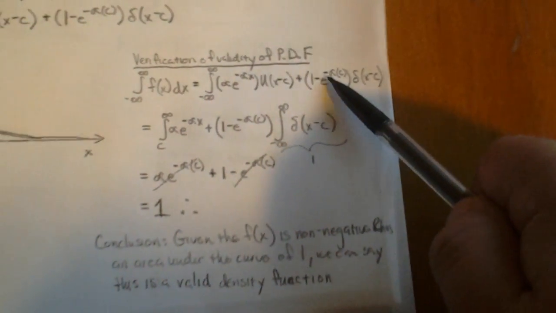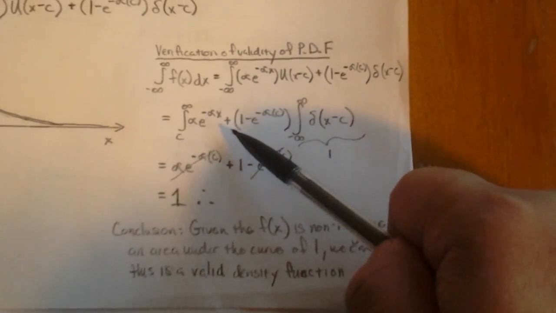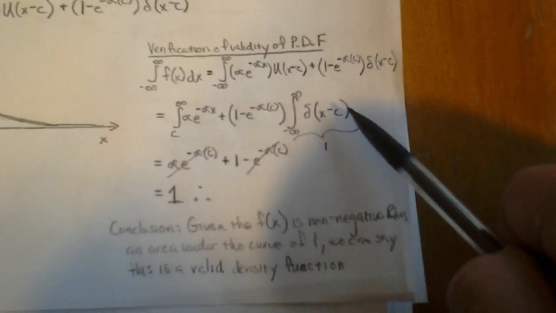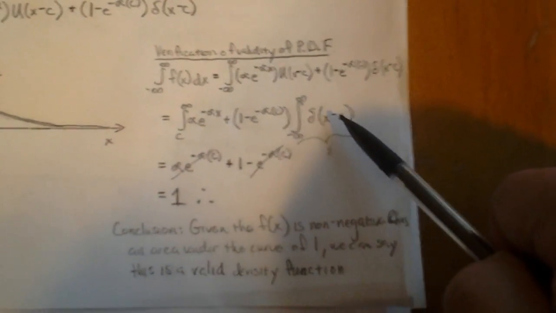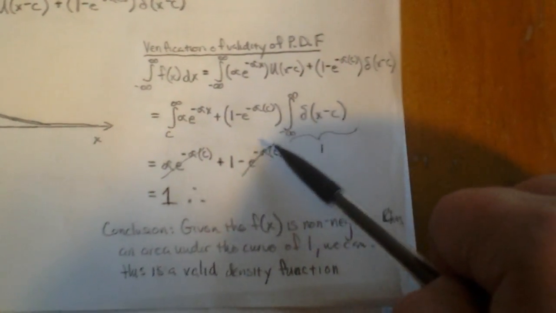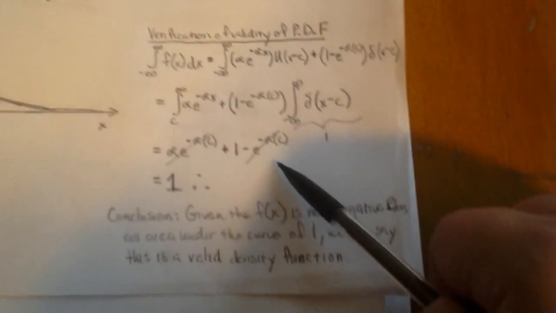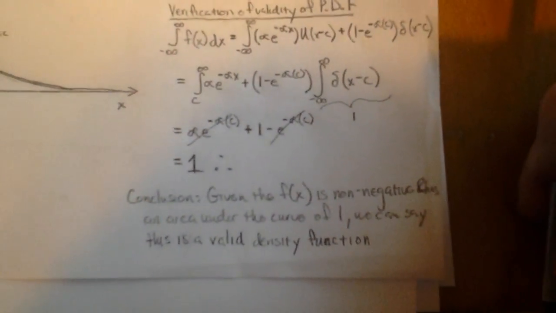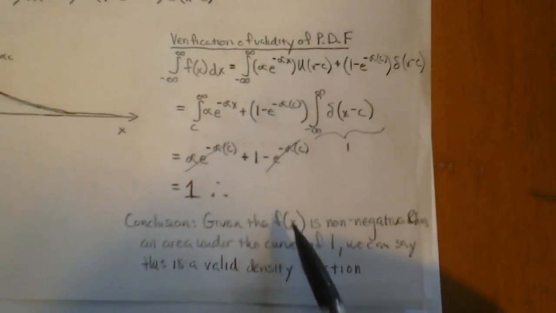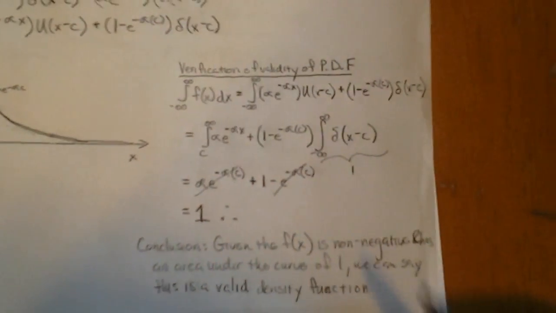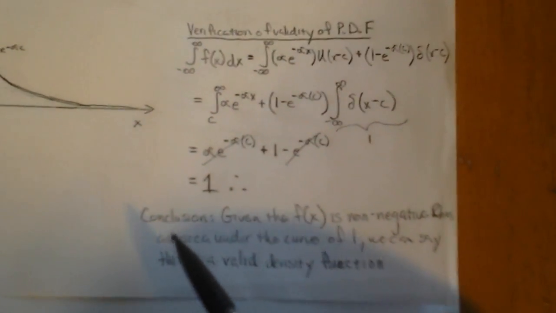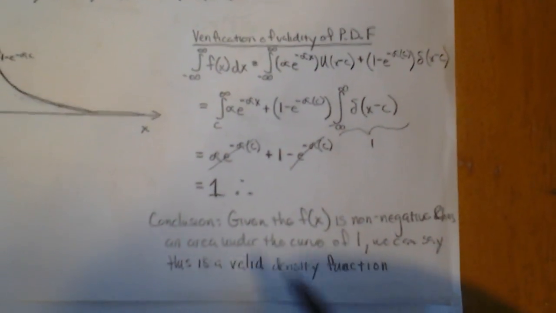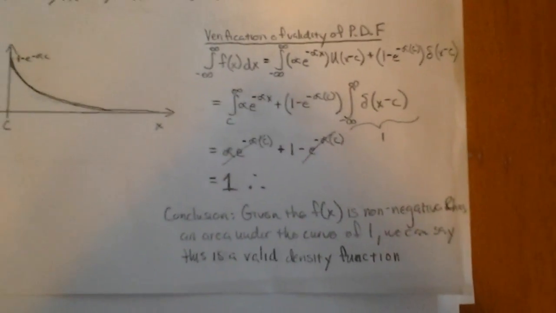As we described, this term is a constant, so we can take it out of the integral, which leaves us with the integral from negative infinity to positive infinity of the Dirac formula, which by definition is equal to 1. So if we take down the terms, do a little arithmetic, we see these terms cancel out, and our overall integral is equal to 1. Thus, given that our small f of t is non-negative, as we can see here, and the area under the curve equates to 1, we can conclude that this is a valid density function. Hence ends the proof.